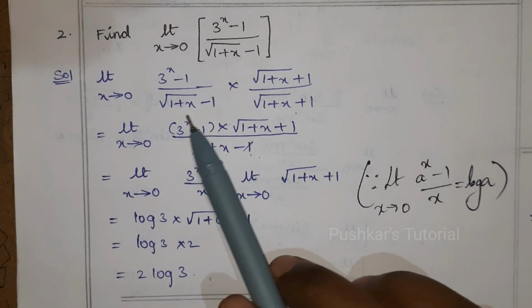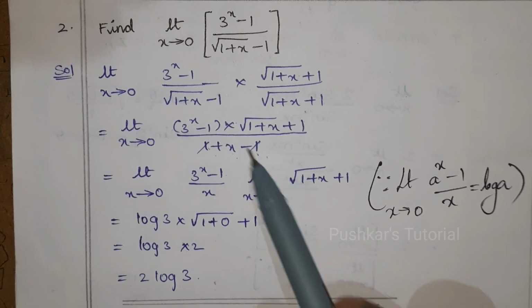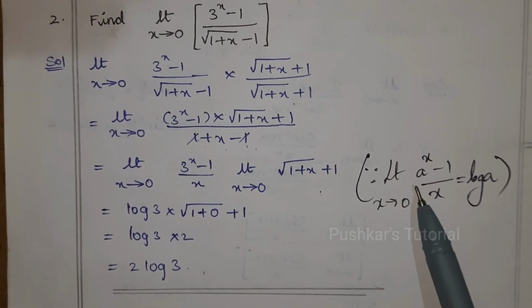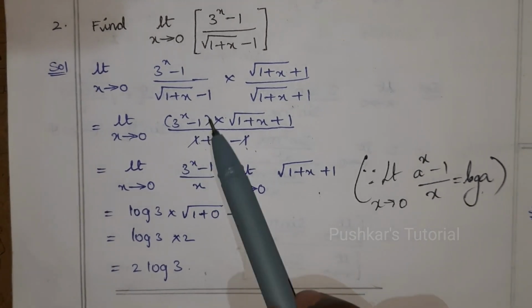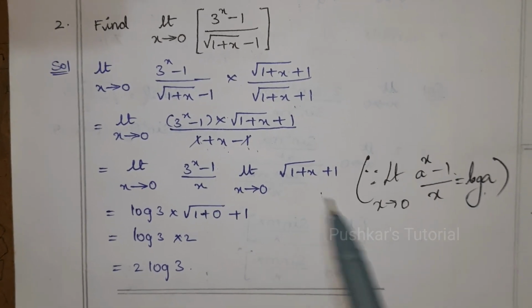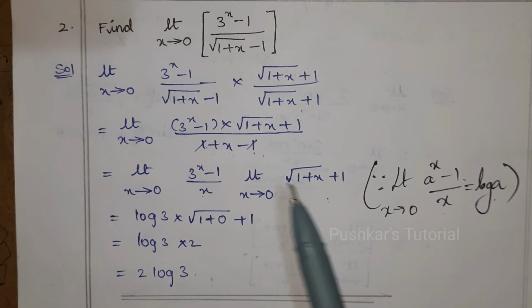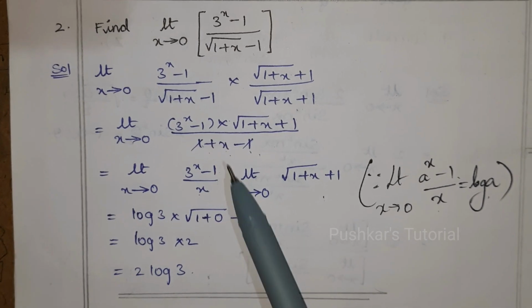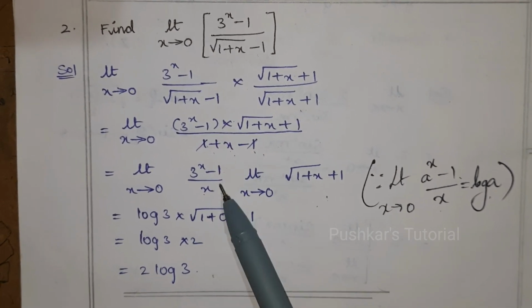Here I am writing 3 power x minus 1 by x separate, and into 1 plus x plus 1 separate. Why? Because we have the formula: limit x tends to 0 of a power x minus 1 by x is log a. So 3 power x minus 1 is like a power x minus 1. I need x in the denominator, so I am writing the denominator for this part. We should not write it for both, because between them there is multiplication. If plus or minus is there, we have to write a separate division by x, but for multiplication, only one part by x.